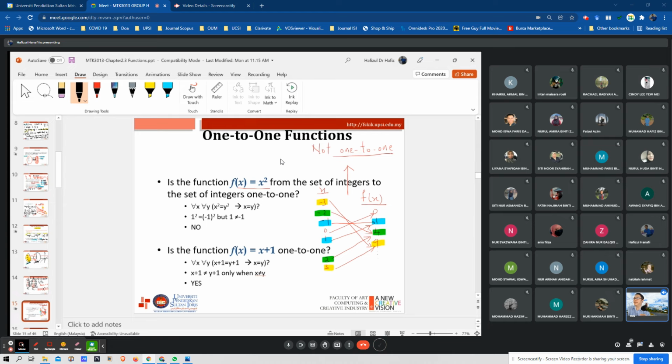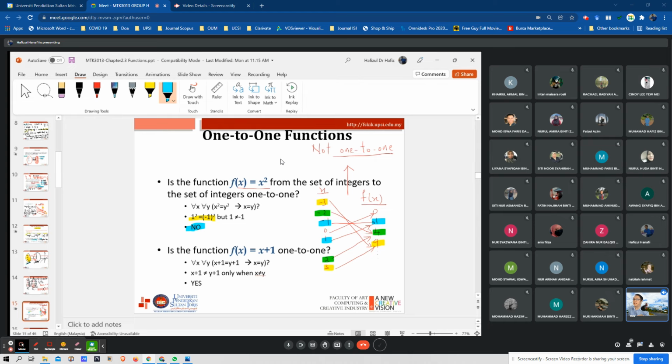Okay, this one is the one-to-one function again. If you look at f(x) equals x to the power of 2, this one I explained. Is it one-to-one on the set of integers? For all x, for all y, x to the power of 2 equals y to the power of 2 implies x equals y. 1 to the power of 2 is 1. Negative 1 to the power of 2 is also 1, but 1 is not equal to negative 1. The answer is no, because it cuts more than once.